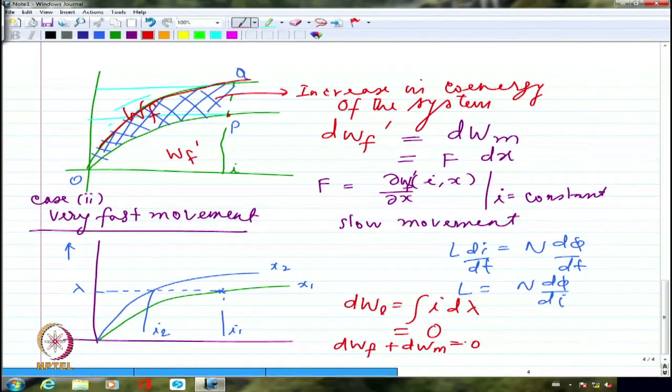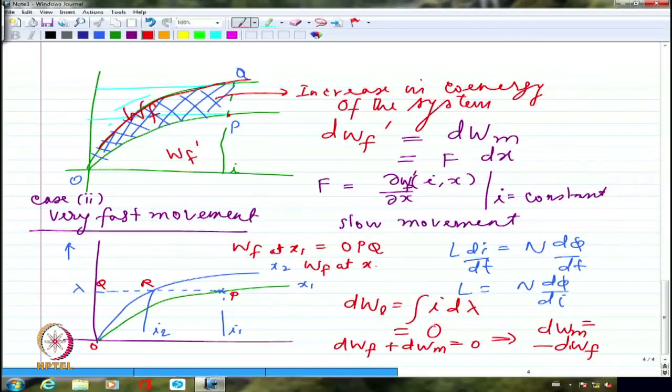These are equal to 0. Which means I'm going to have dWm equal to minus of dWf. Are we having a reduction in the field energy? Yes, very clearly, right? Originally our field energy was OPQ. Now I'm going to have maybe ORQ. So I should say WF at x1 is OPQ, whereas WF at x2 is ORQ.